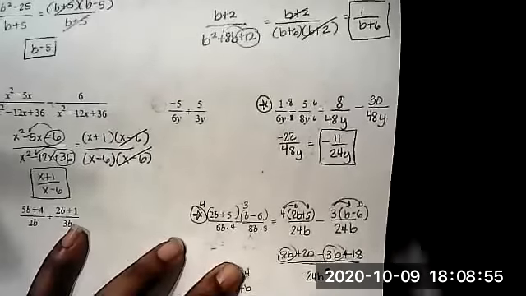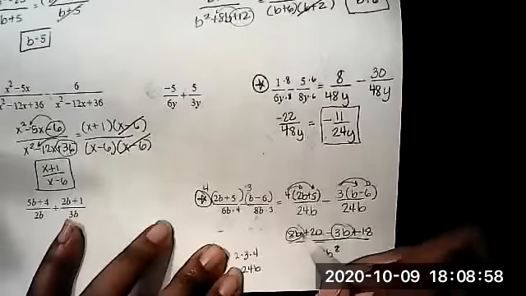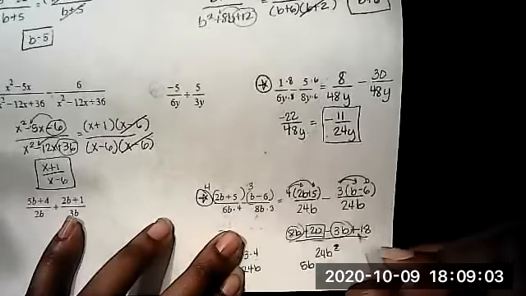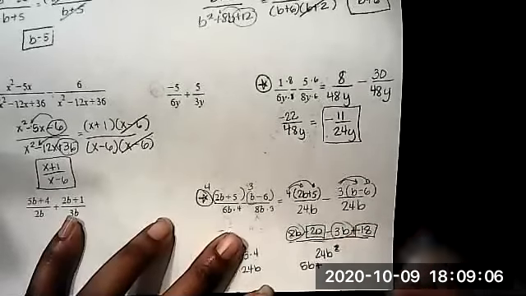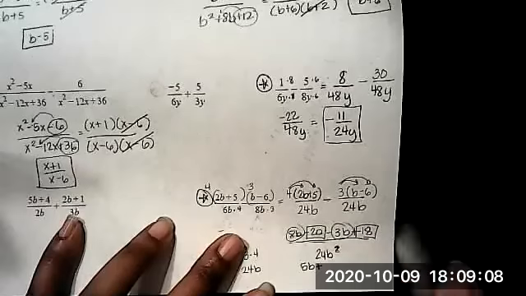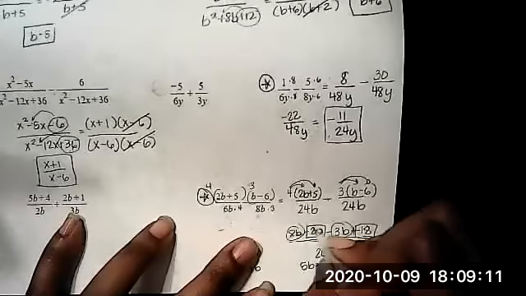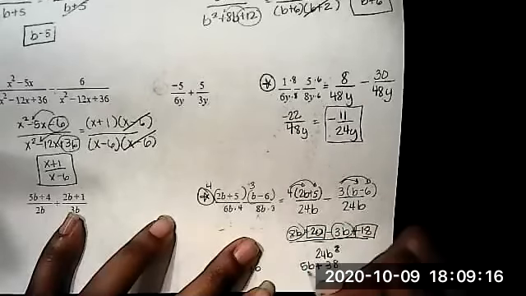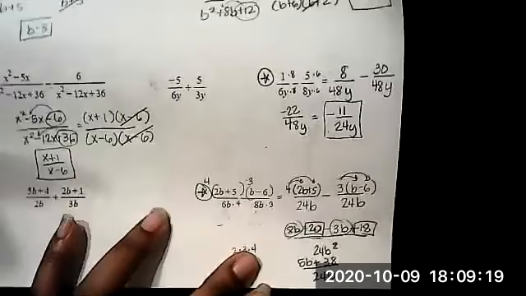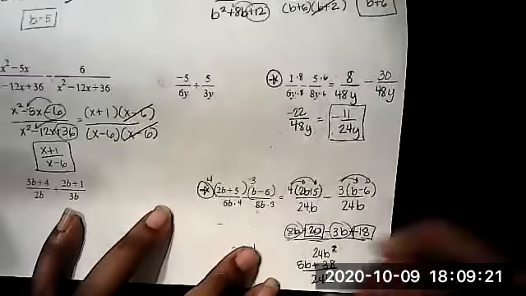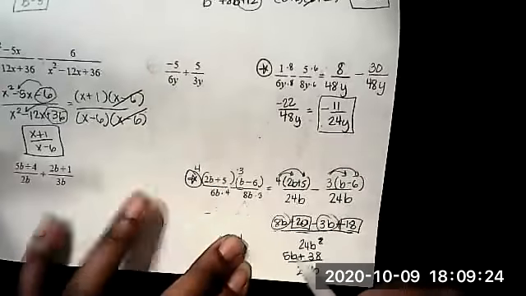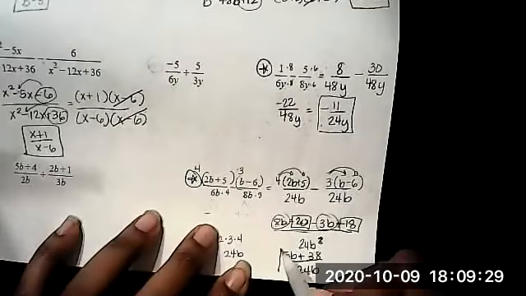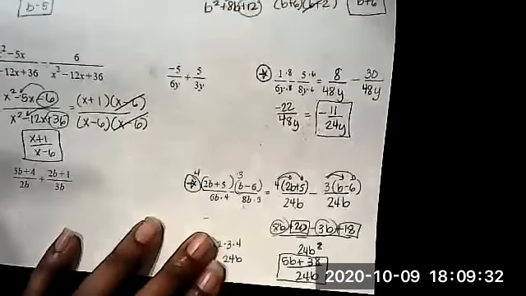Let's combine like terms. We get 8b minus 3b is positive 5b. Positive 20 plus 18 is 38, all over 24b. Okay, so can we simplify any of those? Doesn't look like it: 5 and 24 and 38. Nope. That is going to be your answer there.